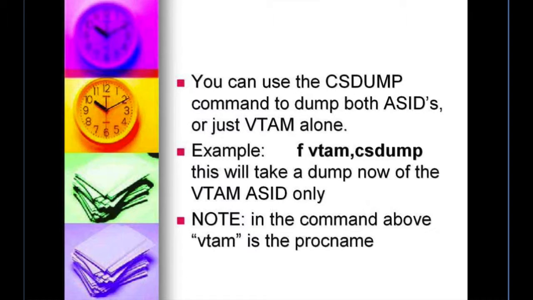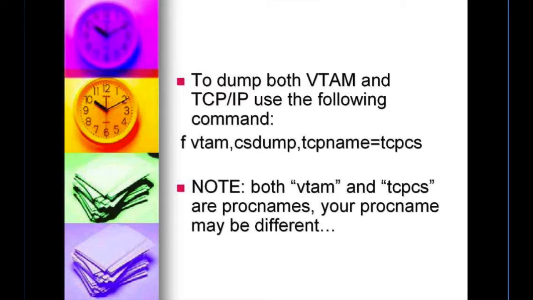You can use the CSDUMP command to obtain both ASIDs or just VTAM alone. For example, the command to obtain just a VTAM dump immediately is F space VTAM, CSDUMP. Note, in the command above, VTAM is the proc name. To dump both VTAM and TCPIP, use the following command: F space VTAM, CSDUMP, TCP name equal TCPCS. Note again, both VTAM and TCPCS are proc names. Your proc name may be different.